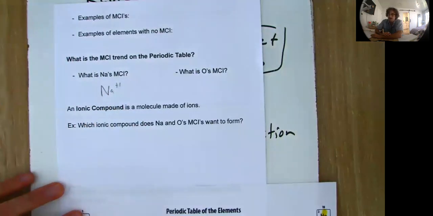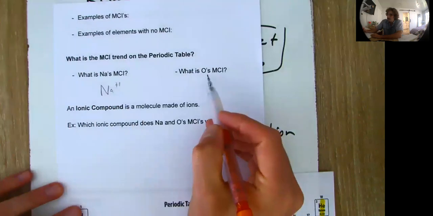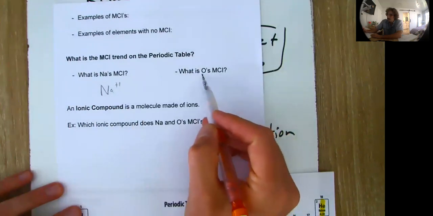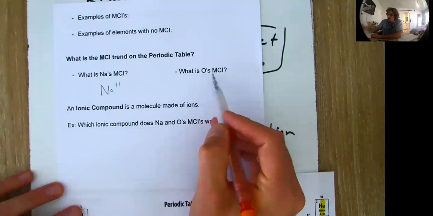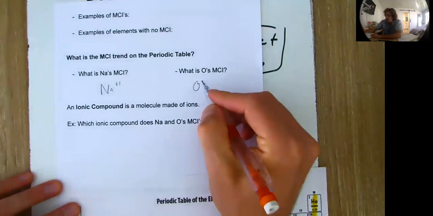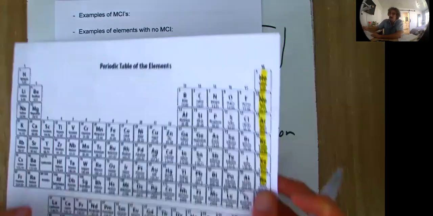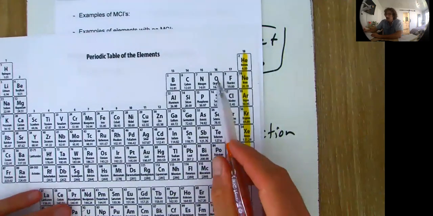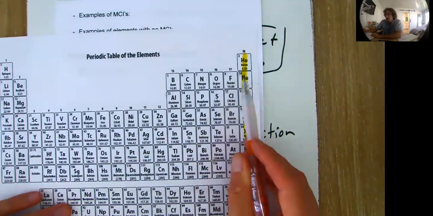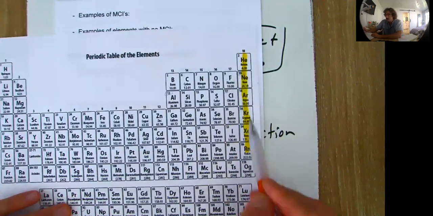And a positive 1. And what is oxygen's most common ion? That's O's MCI, oxygen's most common ion. Well, that's going to be a negative 2. Why is it negative 2? Because its location on the periodic table in relation to the noble gases, which are these elements highlighted.